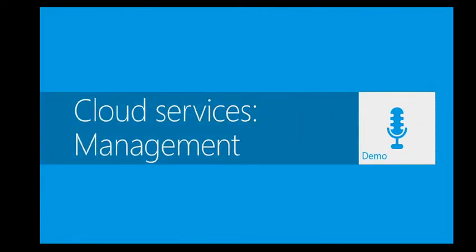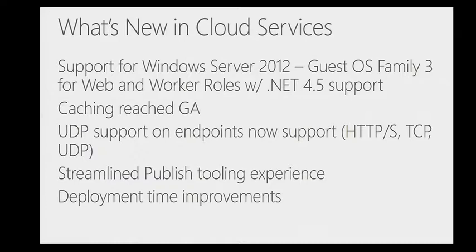So cloud services management, we'll skip that because we started a bit late today. Let's talk about what's new in cloud services. So we recently released support for Windows Server 2012, labeled as Guest OS Family 3, and we added support for .NET 4.5 in web and worker roles. Caching reached GA. That was the caching block which I showed you. We added UDP support back in, I think it was November or September last year. So now you've got the full HTTP, HTTPS, TCP, and UDP. We've got a streamlined publishing experience within Visual Studio. We've also got deployment time improvements compared to what they were a year ago, if we're going to benchmark.